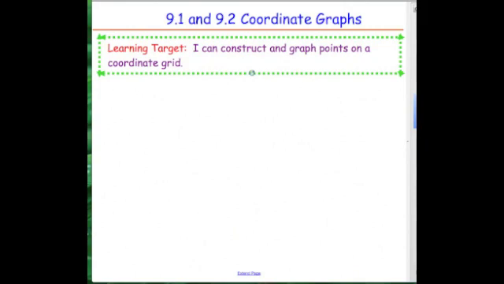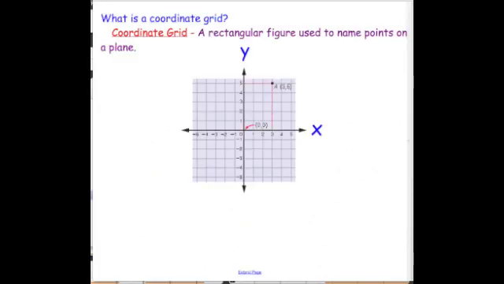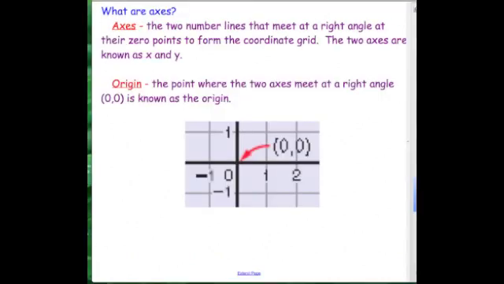Today we're doing 9.1 and 9.2 coordinate graphs. Our learning target is I can construct and graph points on a coordinate grid. What is a coordinate grid? A coordinate grid is a rectangular figure used to name points on a plane. What are the axes? The axes are the two number lines that meet at a right angle at their 0 points to form the coordinate grid.